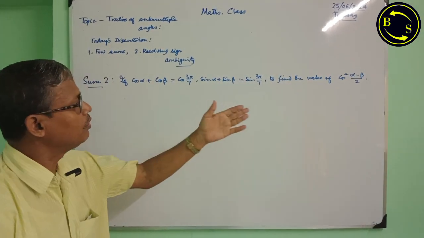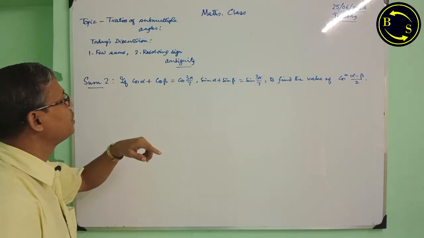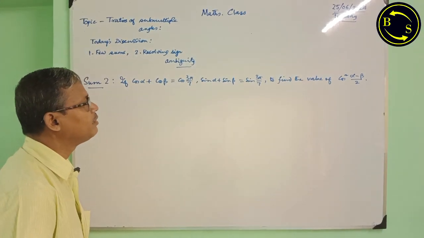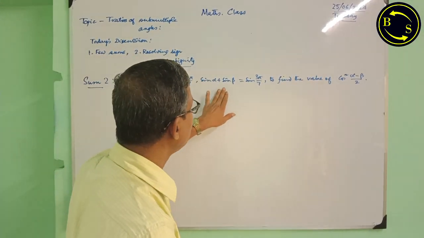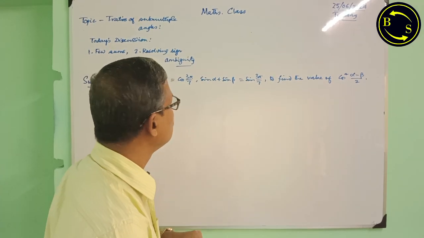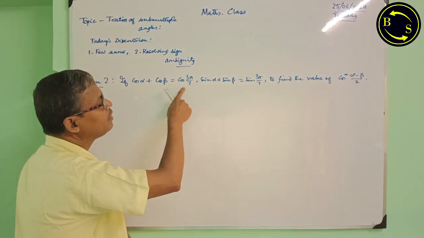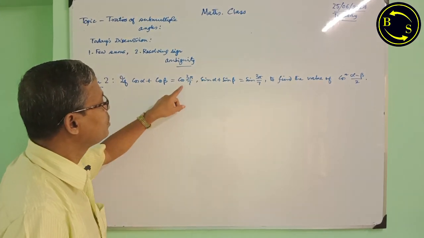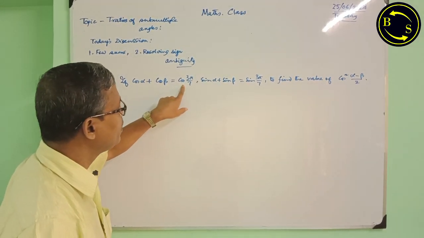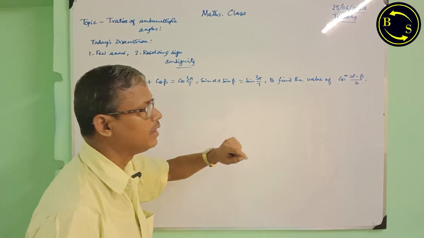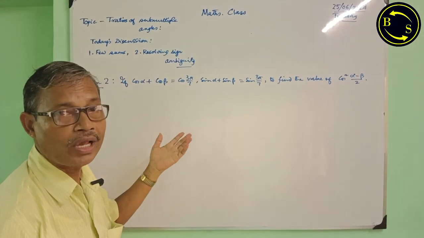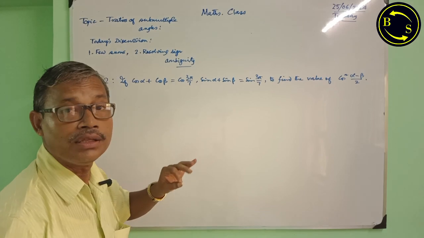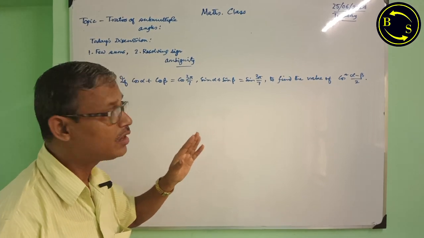The second sum is this one. Cos alpha plus cos beta is equal to cos 3 pi by 7. Sin alpha plus sin beta equal to sin 3 pi by 7. First, we note the right hand terms. This is cos 3 pi by 7, sin 3 pi by 7. If we square and add, then right hand side will be 1, and that is the clue.